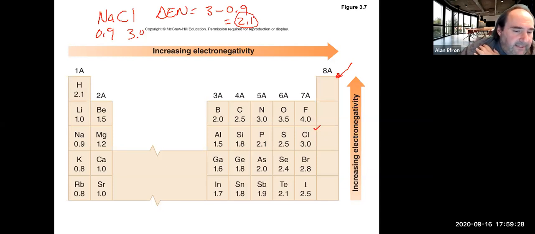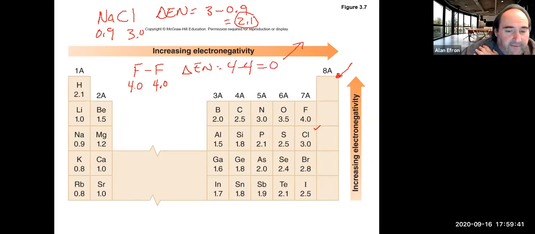So if we look at something like we had, F2, for example, that F would have a value of 4. This guy would have a value of 4, which means when we take the difference, that is 4 minus 4, that would be 0. And this would be definitely a nonpolar bond. This would also be classified really as a pure covalent bond. That's like perfect equal sharing of electrons happening there.